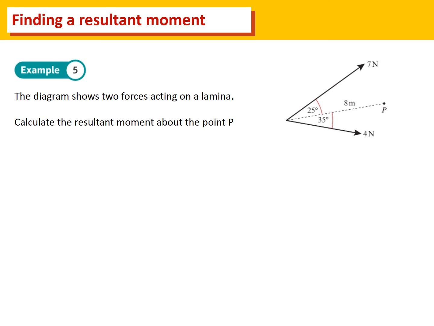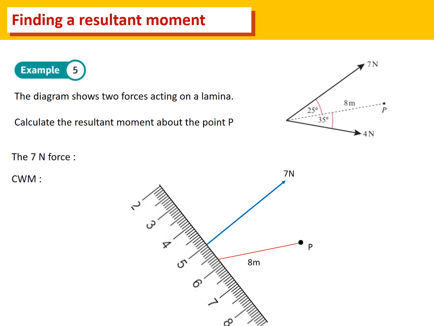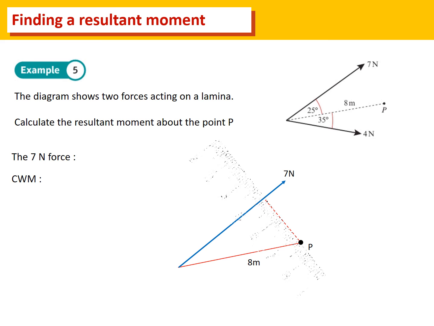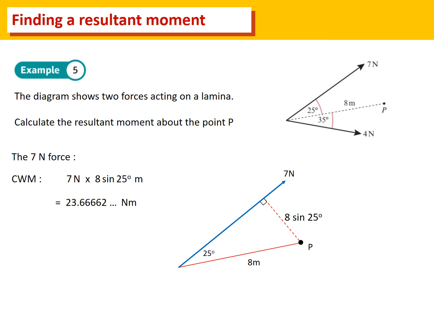In example 5, let's separate out the two forces to find the resultant turning effect of these two forces. So the 7 Newton force, we want the line of action of the force, and the perpendicular to that line of action to point P. So first of all, it's a clockwise moment, and the line of action, there it is. Let's mark it on, and we find that that broken red line is 8 sine 25. So the turning effect is 7 newtons times 8 sine 25, 23.666, etc. Newton meters.